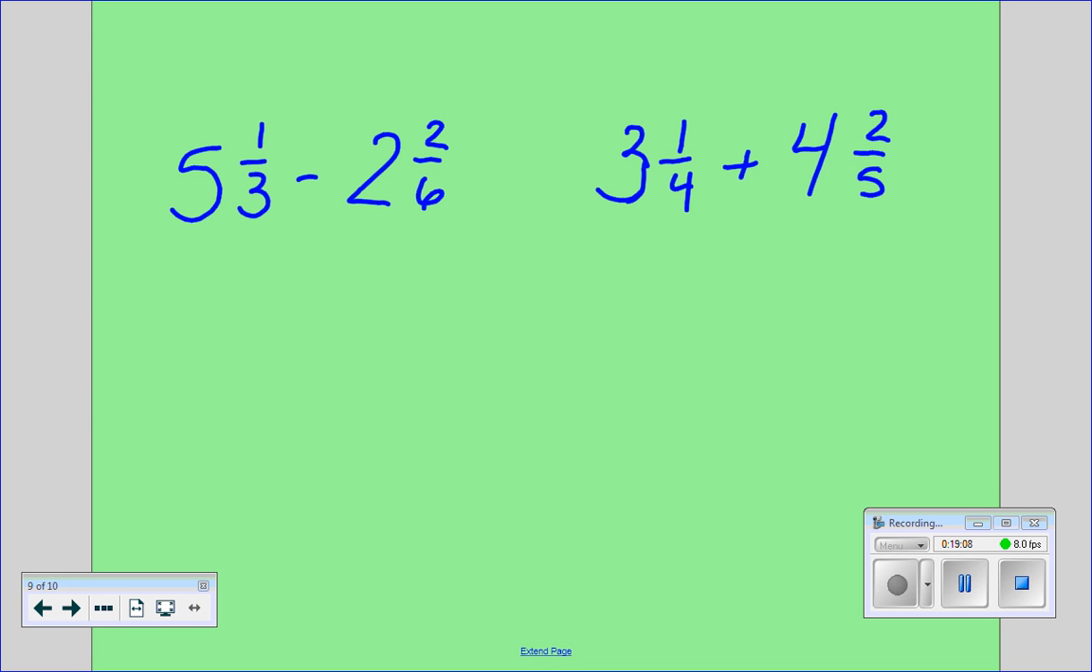Okay, let's talk about it. This first one, I would have changed this to 2/6. So then what does it look like? It looks like 3 2/6 minus 2 2/6. So what's the answer for that one? Just 3, yeah, because this will cancel out. Simple one.